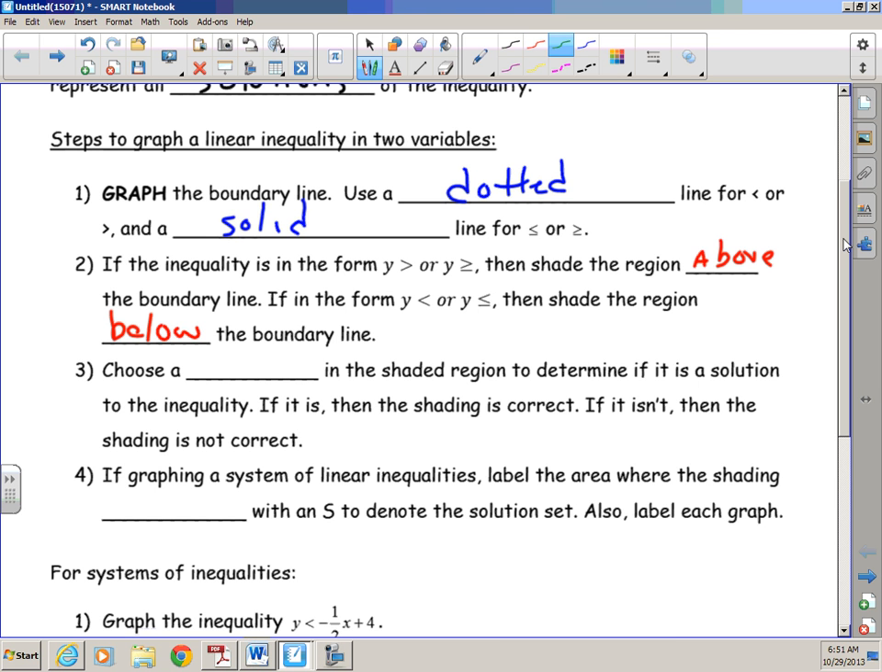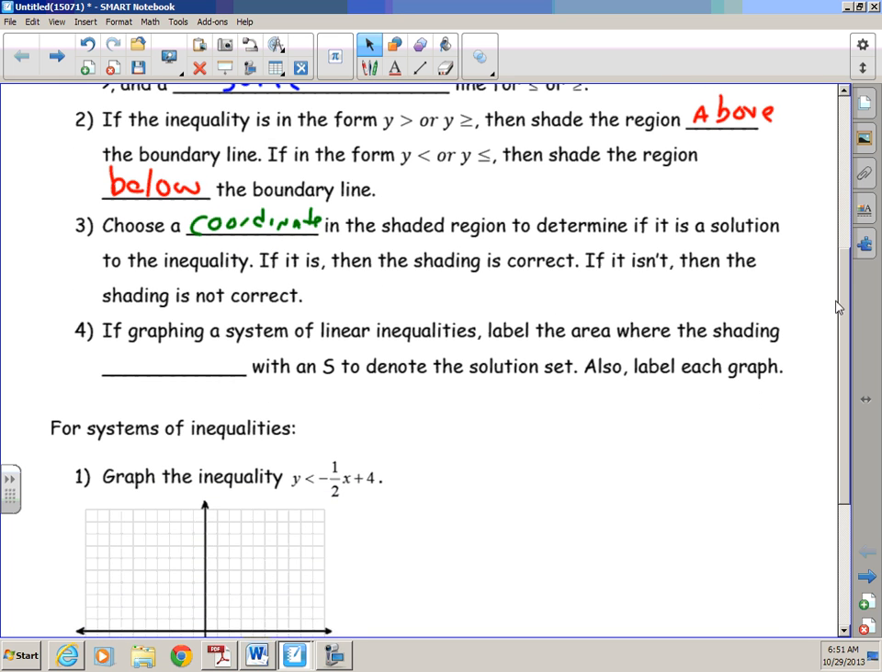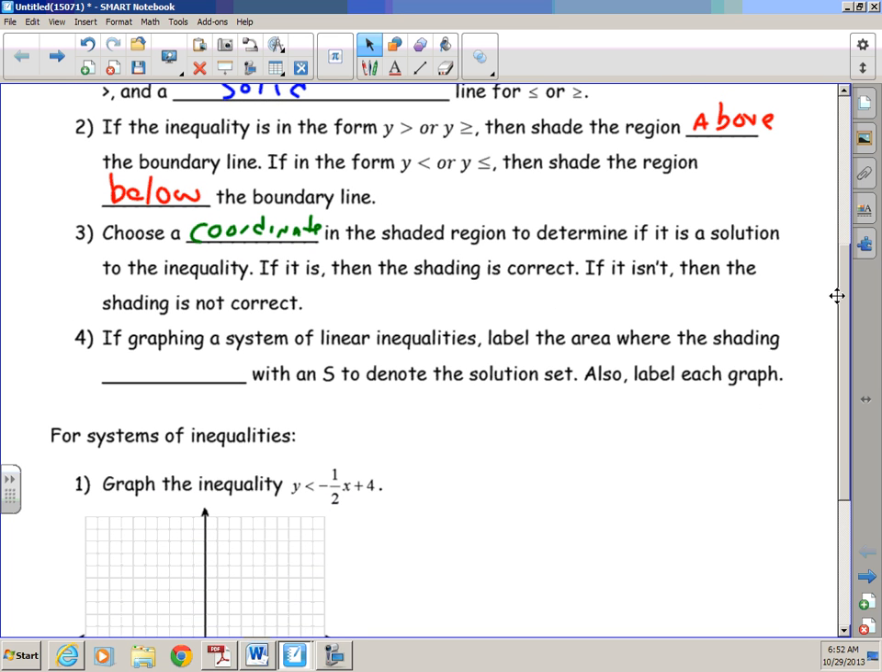Similarly, we're going to choose a coordinate in the shaded region to determine if it's a solution to the inequality. As we previously talked about, you want to choose a coordinate that makes life easy. So if, for example, 0, 0 is in that shaded region, choose 0, 0. You can't get any easier than that. If that point or coordinate is in the region, then the shading is correct. So when you substitute it in, if it makes a true statement, it is correct. If it isn't, then your shading is the wrong way.